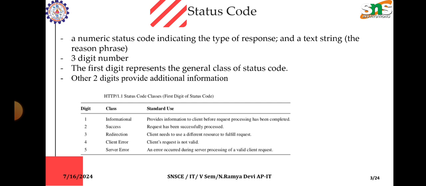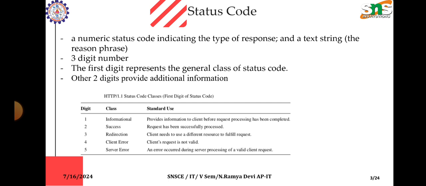There are many status codes indicating the type of response, along with a text string. The status code is a 3-digit number. The first digit represents the general class of status code. The other two digits provide additional information. So 1 is for informational, which provides information to the client before request processing has been completed.